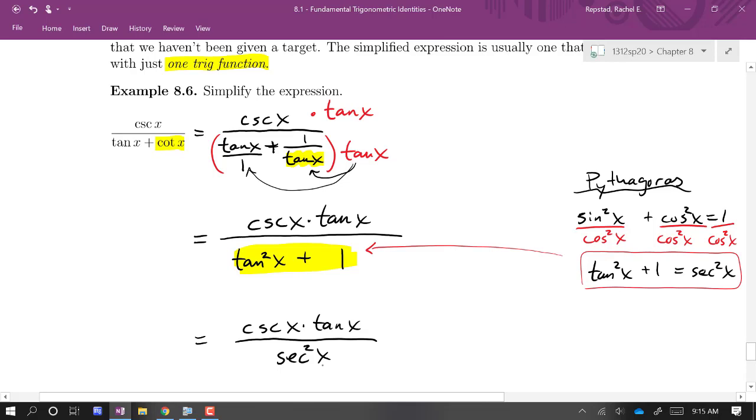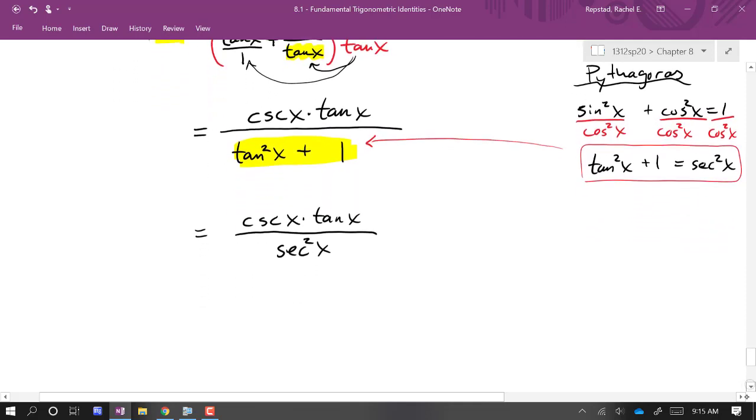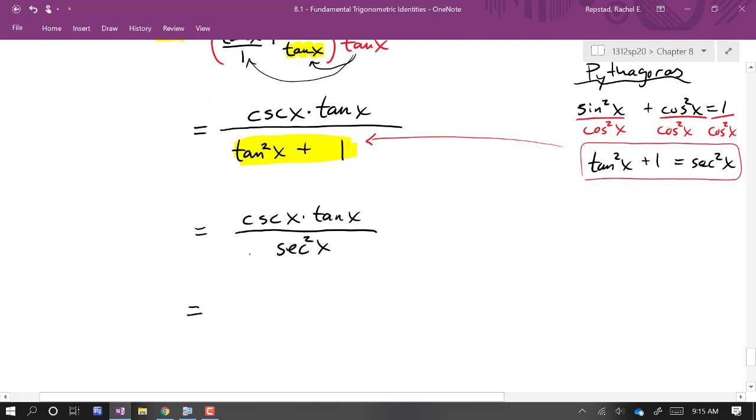Now, we still have three trig functions. You might be looking at this and saying, nice job, we still have three different trig functions. But what we don't have is anything that involves addition and subtraction. Everything's written now in terms of multiplication and division, and that is actually a better place to be. There's more than one way to proceed, but I'm going to write everything in terms of sines and cosines. Cosecant is 1 over sine x. Tangent is sine x over cosine x. And on the bottom we have secant squared, so that's 1 over cosine squared x.